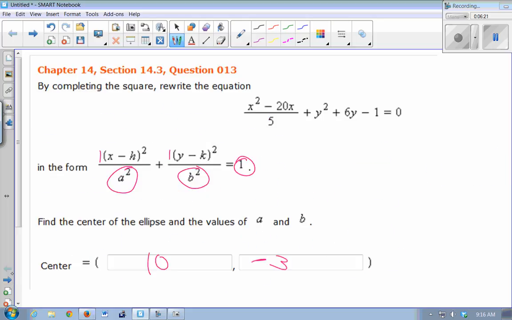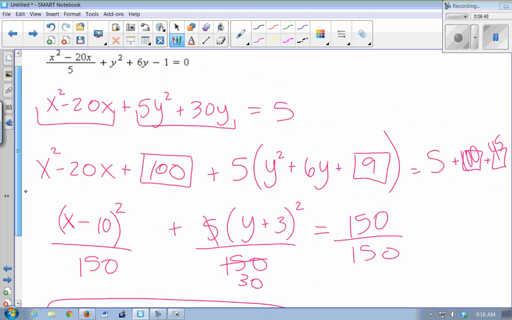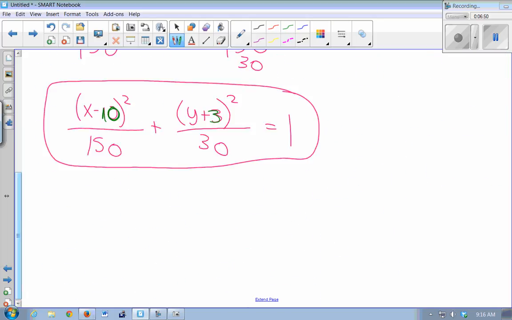Because the standard form has x minus h, you ignore the sign here, right? When it said x minus 10, h is the only value that you're interested in. The minus sign is part of the equation. And when it says y plus 3, you would look at that as y minus negative 3 because the minus is part of the equation and the negative 3 is the k value. So that's why it's 10, negative 3. And then a and b is just the square root of these denominators. So a would be radical 150 and b would be radical 30.